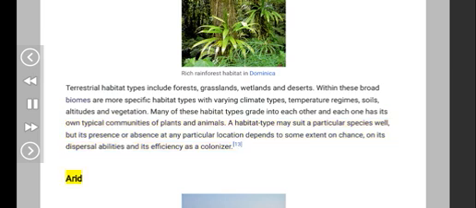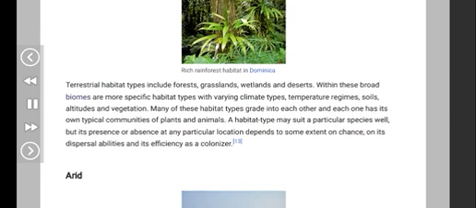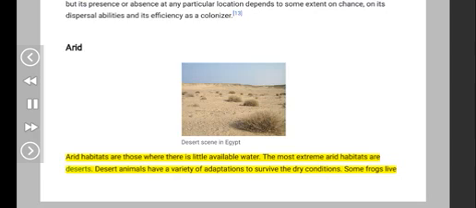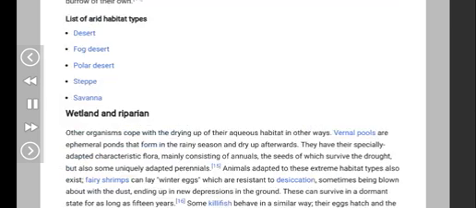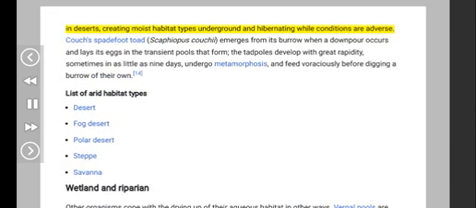Arid. Desert scene in Egypt. Arid habitats are those where there is little available water. The most extreme arid habitats are deserts. Desert animals have a variety of adaptations to survive the dry conditions. Some frogs live in deserts, creating moist habitat types underground and hibernating while conditions are adverse. Couch's spadefoot toad, Scaphiopus couchii, emerges from its burrow when a downpour occurs and lays its eggs in the transient pools that form. The tadpoles develop with great rapidity, sometimes in as little as 9 days, undergo metamorphosis, and feed voraciously before digging a burrow of their own.